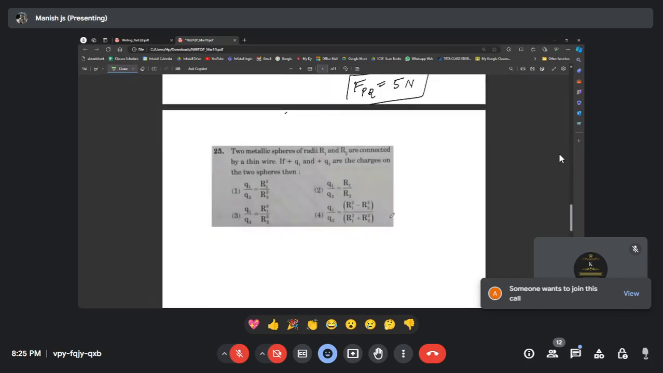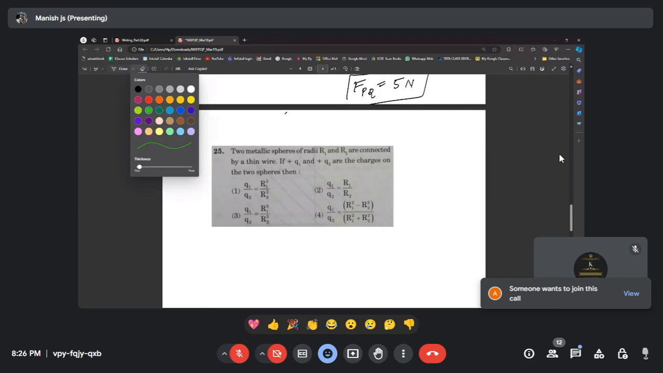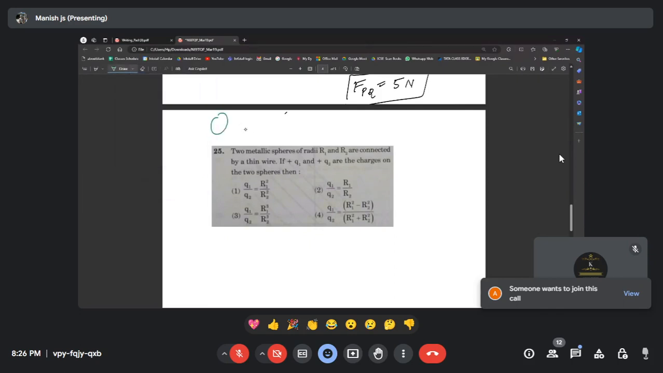Okay, question number 25. Here, you can see two metallic spheres of radii. Radii is basically the plural form of radius. Okay, so two metallic spheres of radii R1 and R2 are connected by a thin wire. So you connect two spheres. So we try to understand just by a simple diagram. So two metallic spheres: this one is having R1, the other one is having R2.